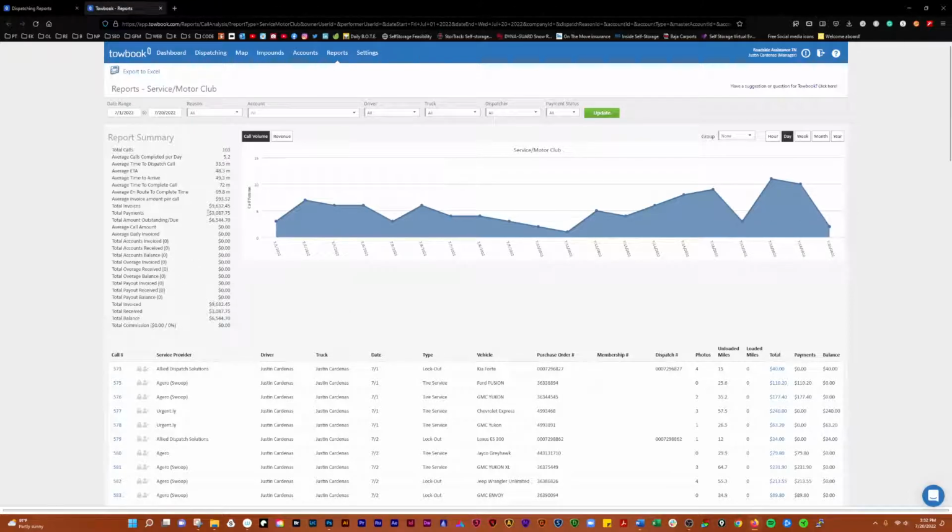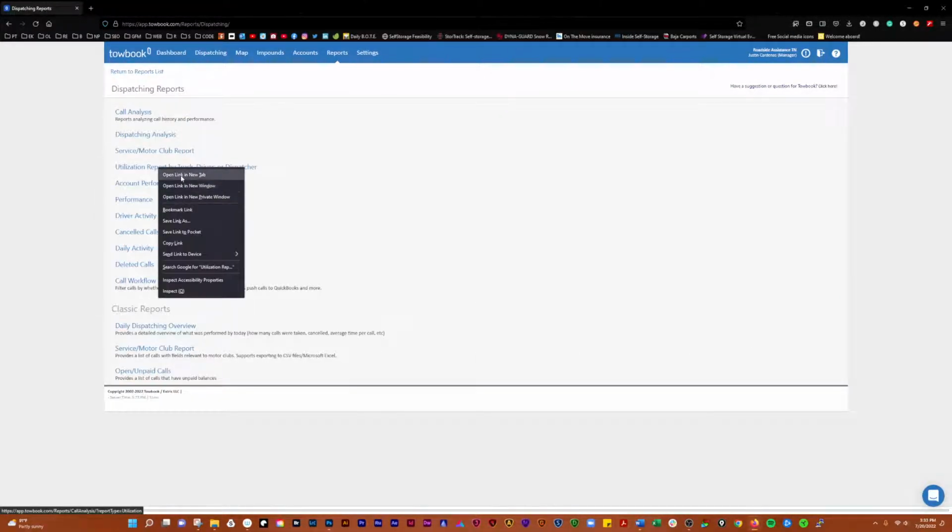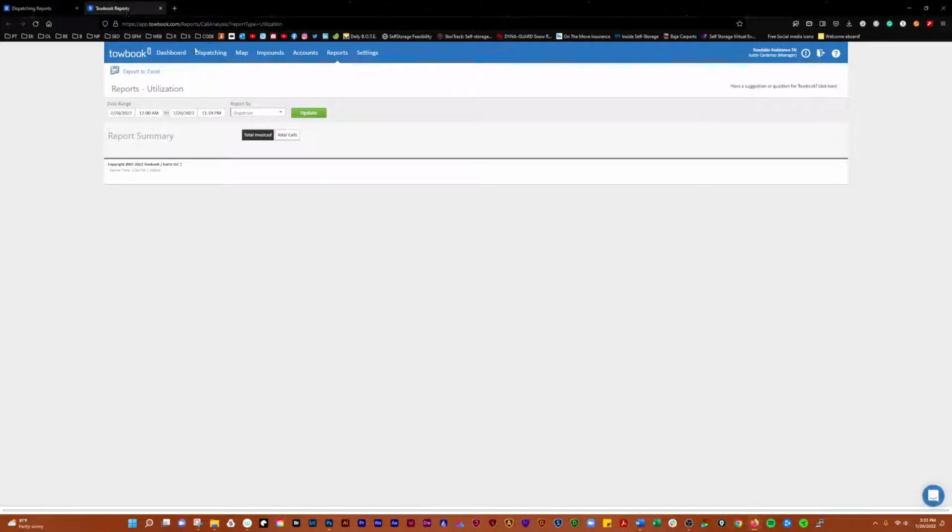And this gives you an idea of what's going on at a club level, if I'm understanding this correctly. So it gives you average en route time to complete calls, time to arrive, average ETAs, average time to dispatch, average calls completed per day. And you have all the filtering that you can do up here as well. And then utilization reports by truck, driver, dispatcher.